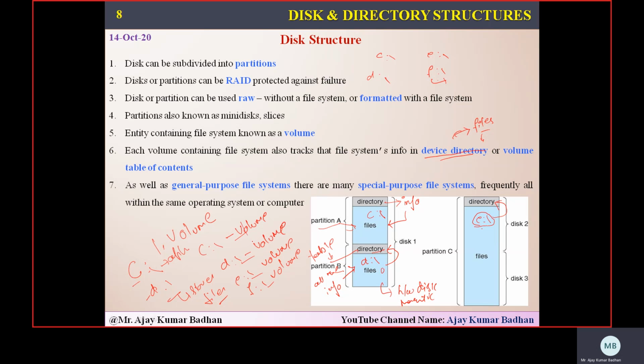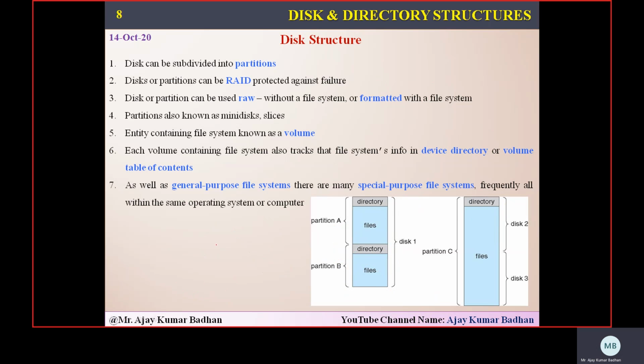Whereas coming to C, D, E, F, we have multiple partitions. So that's what he is saying in this particular disk structure. I hope it's very clear, if you might have understood.